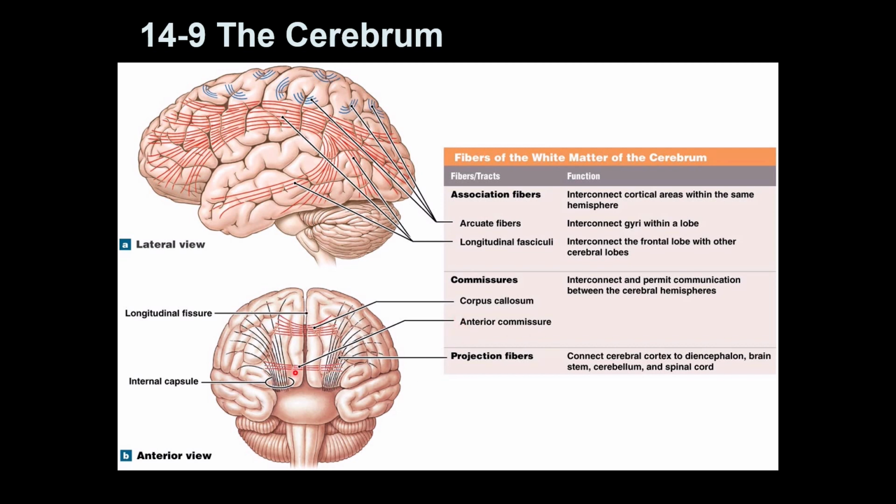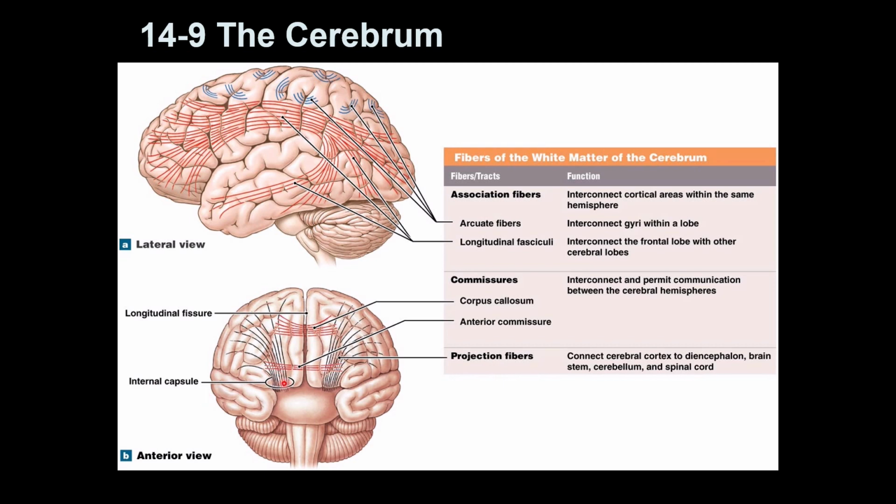The third one is called projection fiber. Projection fiber connects part of the cerebrum, especially the cerebral cortex, with other parts of the brain, like the diencephalon or brainstem. This is called projection fiber. A good example of that is the internal capsule. This is the internal capsule. There is also another one called corona radiata.